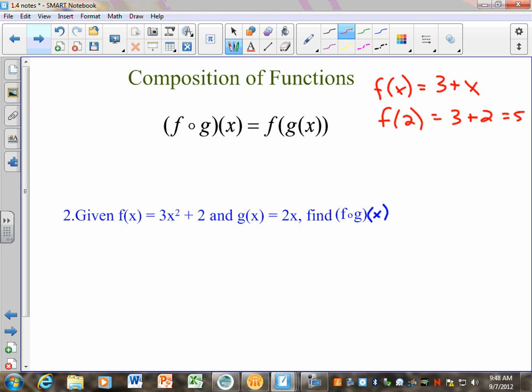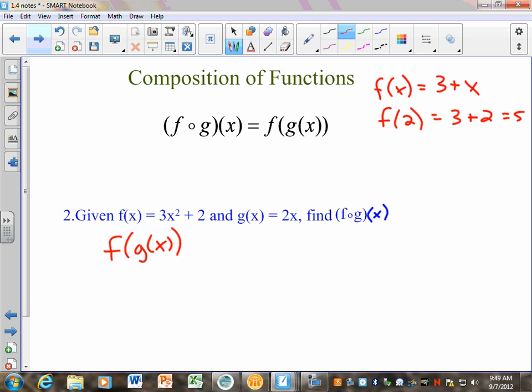So I have f of x equals 3x squared plus 2, and g of x equals 2x. If I want to find f of g of x, that means I'm going to take g of x, and I'm going to plug it into the f of x function and simplify it. You're not going to get a number answer because we don't have a number. We just have two functions. You're going to have x still left in your problem. And if you think of order of operations, you always start with the inside function and work your way out.